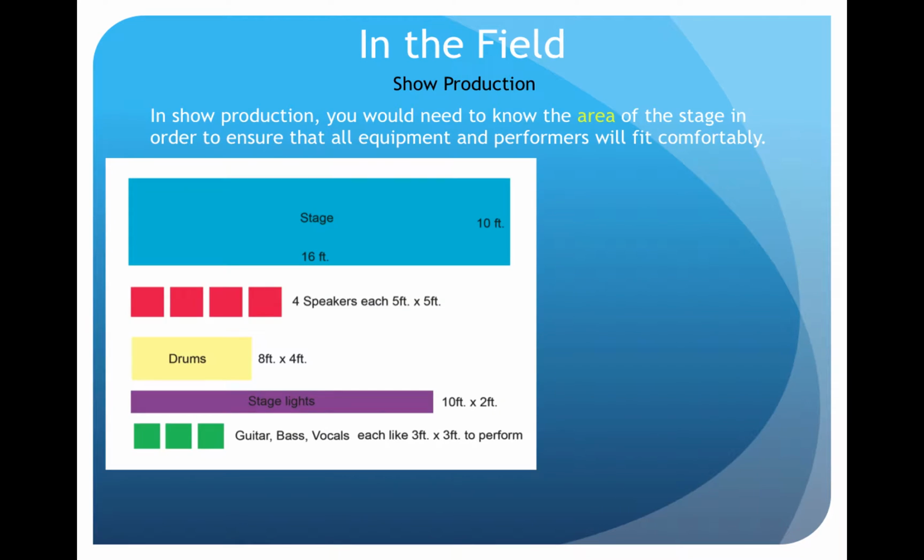So we jump right in. I built this chart here that gives us a little layout of the show. The blue box represents the stage, which is 16 by 10 feet. The red boxes identify the speakers, which are 5 by 5 feet. The yellow box identifies the amount of space the drums will take up. The purple box represents the stage lights. And the green boxes represent the amount of area that each musician would like to comfortably perform in.